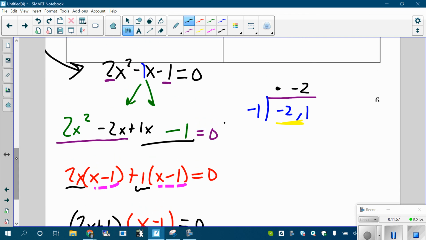The one thing to be careful about here is, a lot of people say, well, it multiplies to negative 1 and adds to negative 1. No, when you have a coefficient out here, you need to multiply this front number times this last number to figure out what your two numbers are supposed to multiply to.